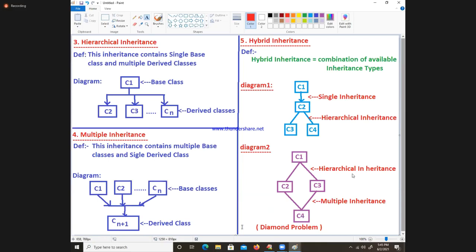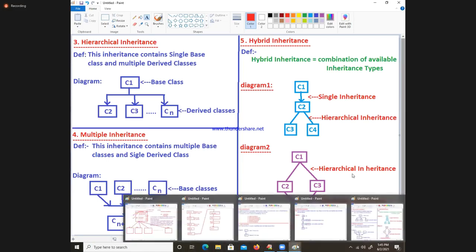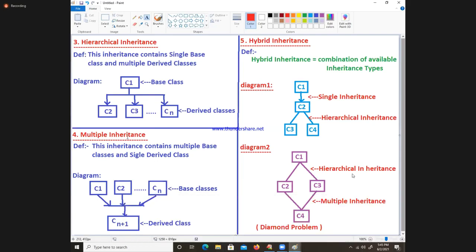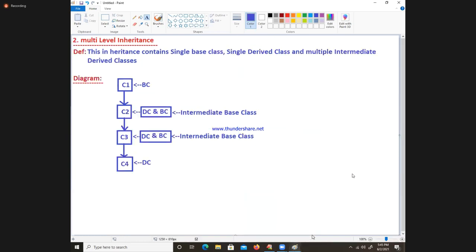Sai, what are you asking? Multi-level or multiple inheritance? Multiple inheritance is there on the left side of the same screen. You want to ask about multi-level, I think. Okay, so this is available. Yes, this is a multi-level inheritance. I will upload these notes. Don't worry.